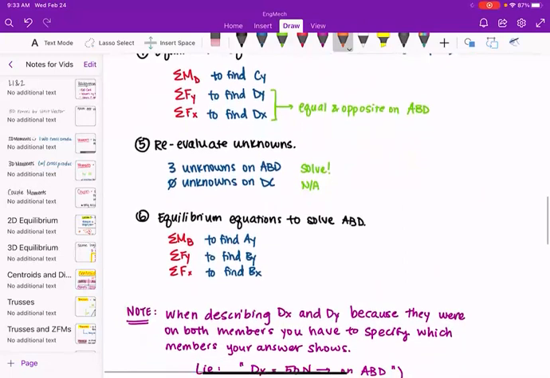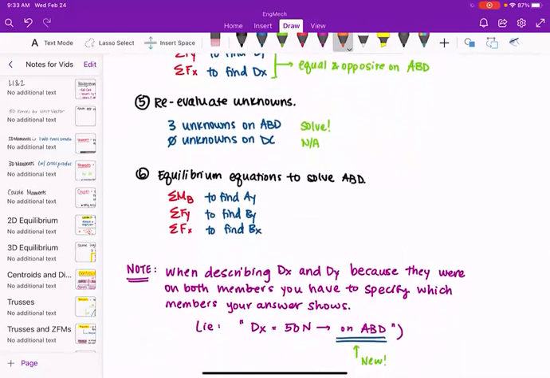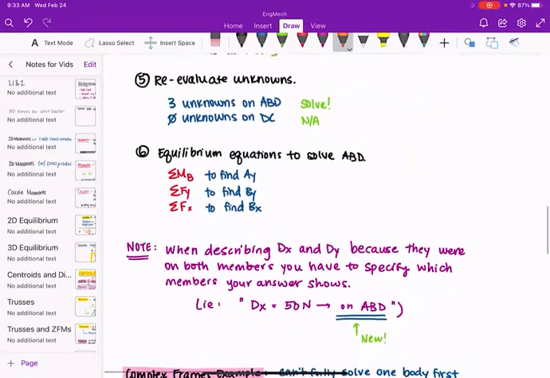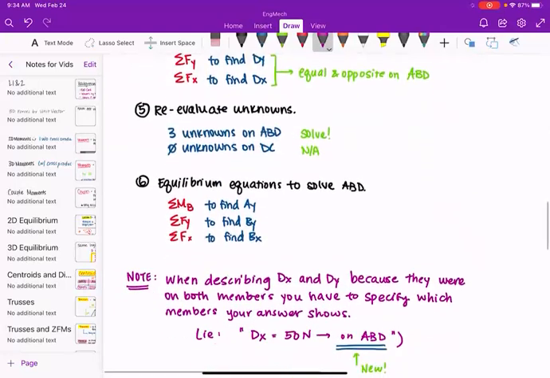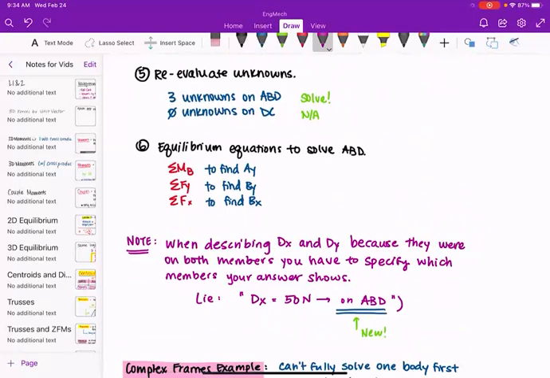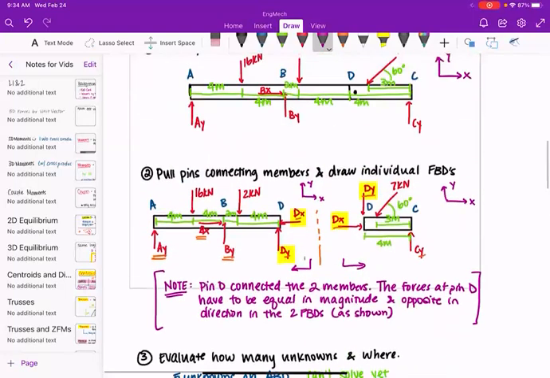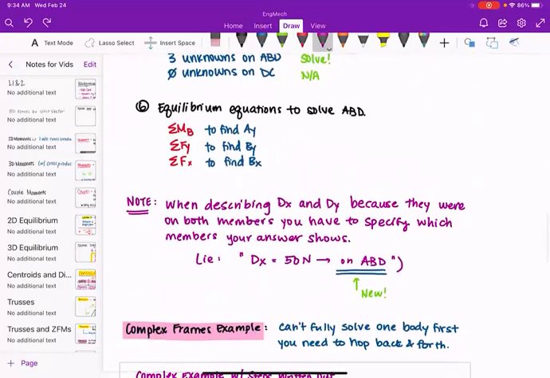Now, it's important that in your answer, you make sure you're clarifying what body it's on, basically. So the problem is going to ask you for the pin reactions at D, but the pin reactions at D show up on 2 different drawings, right? So it shows up on this one and on this one. And if I said DX is 50 newtons to the right, that doesn't really help me because either of these arrows could be to the right. You know what I mean? So because of that, it's important to clarify which body you're looking at. So that's why you have to include on ABD or on whatever body you're looking at.